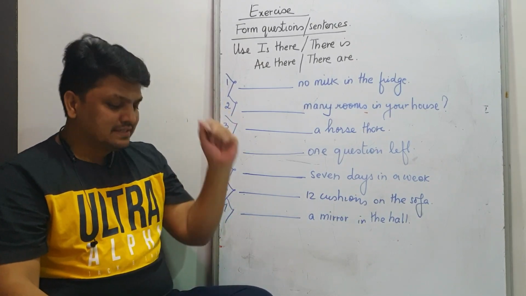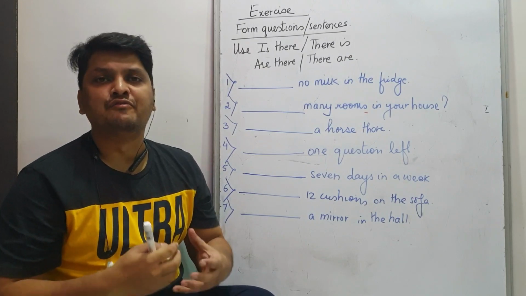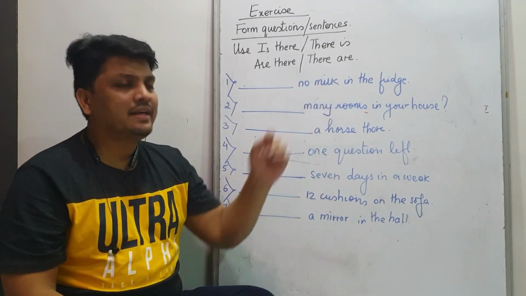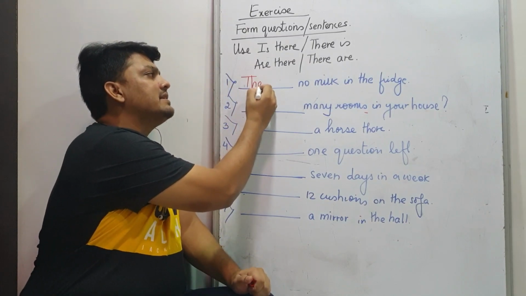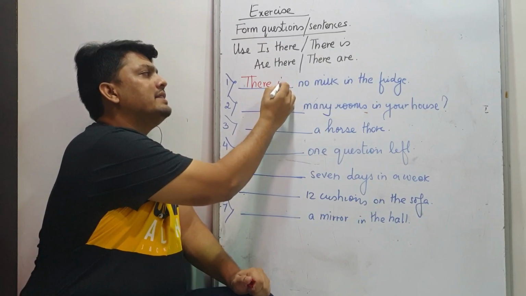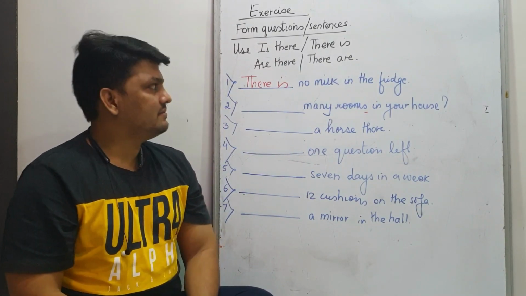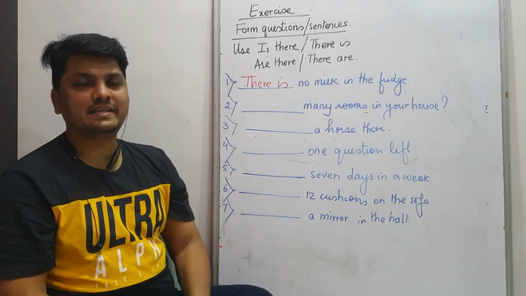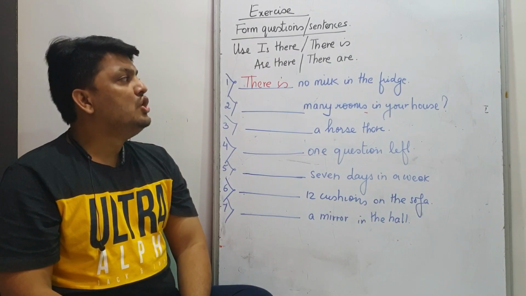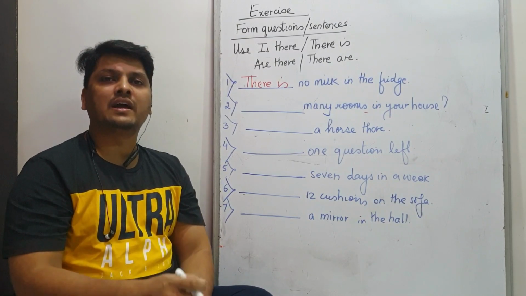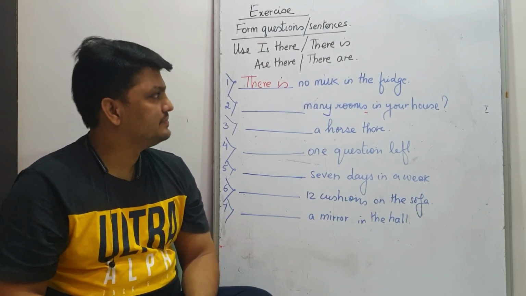So now students, you can see sentence number 1, dash no milk in the fridge. So here milk is uncountable. So here I will use there is no milk in the fridge. Suppose instead of this first sentence, I use dash no snails in the ground. So there are no snails in the ground.